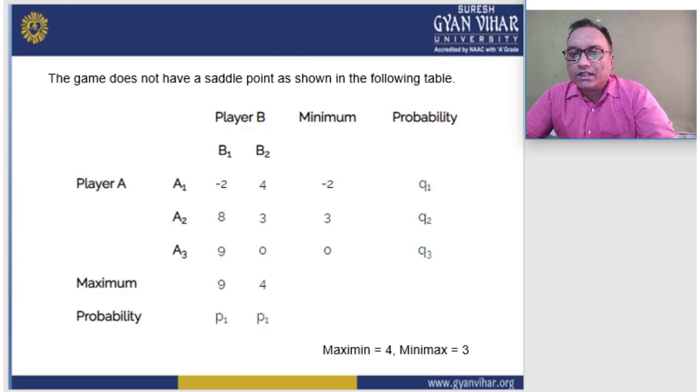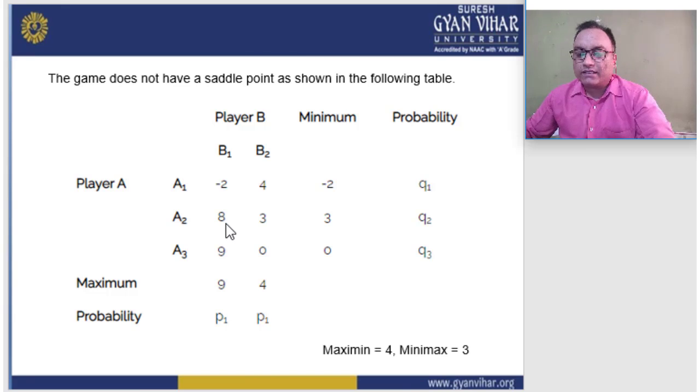Then the game does not have a saddle point, as shown in the following figure. If a game does not have a saddle point, to find the position of the saddle point, first we need to check the minimum in each row and the maximum in each column. If I consider the first row, the elements are -2 and 4. What is the minimum element? So -2 is the minimum element in this case.